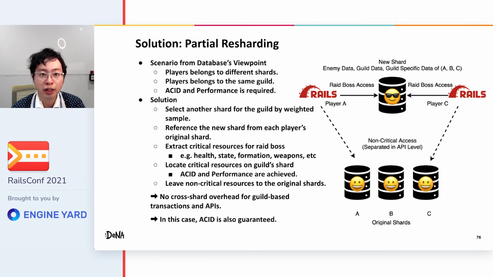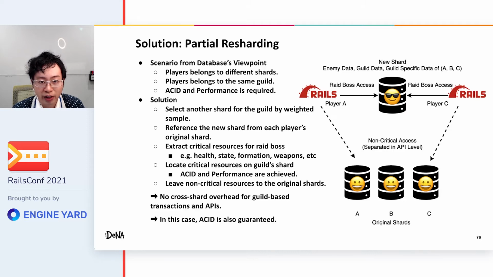The solution is partial resharding. From the database's viewpoint, players belong to different shards, and players belong to the same guild. Both ACID and performance are required here. First, select another shard for the guild by weighted sampling. You can see the new shard with the sunglasses on the figure on your right-hand side. Then reference the new shard from each player's original shard.